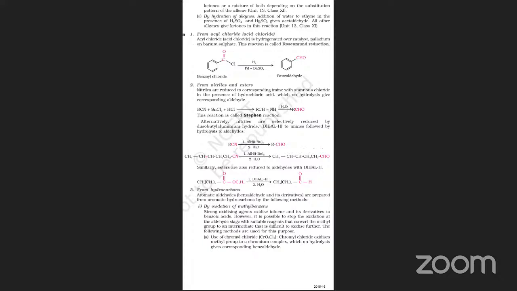Now, from nitriles and esters. What are nitriles? Nitriles are cyanides. When alkyl cyanides are treated with stannous chloride in the presence of HCl, followed by hydrolysis, they give the corresponding aldehyde, and the reaction occurs in two steps. If we take any alkyl cyanide, such as methyl cyanide, and treat it with stannous chloride and HCl, at that time we get imines.